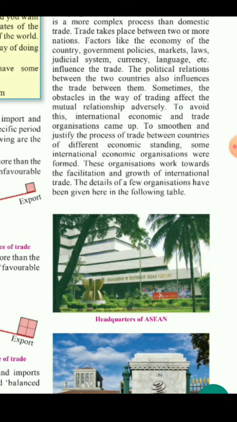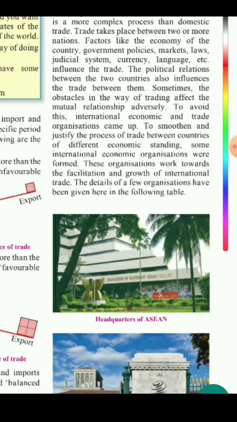Trade takes place between 2 or more nations, and you must be knowing by now, trade between 2 or more nations is called international trade. Trade between 2 nations is known as unilateral trade. Trade between many countries is known as bilateral trade or multilateral trade. Factors like economy of the country, government policies, markets, laws, judicial system, currency, languages, etc. influence the trade. Let us see each of these factors in detail.